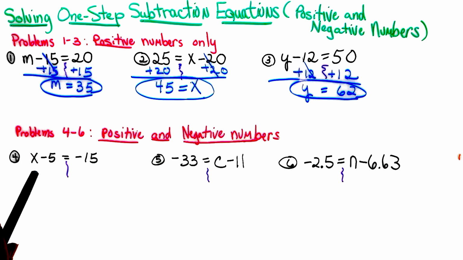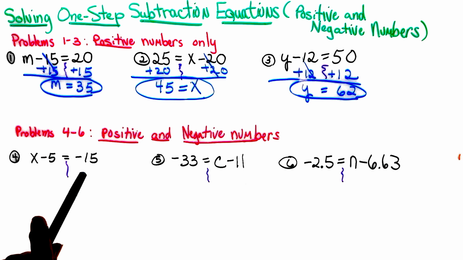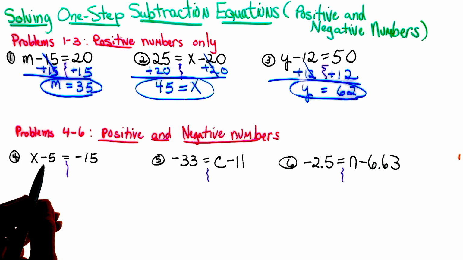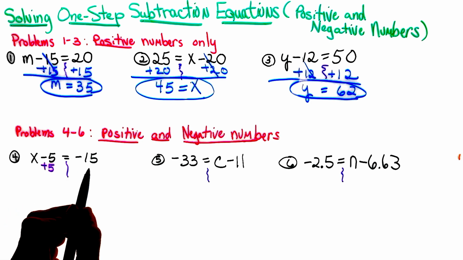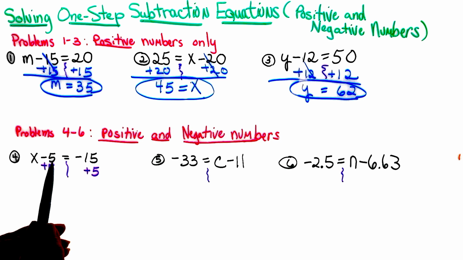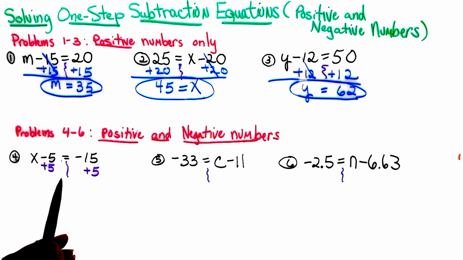And we always want to get our variable alone. So this is x minus 5 equals a negative 15. So that is a minus, it's a minus 5. So we're going to add the opposite of negative 5. And my brain keeps thinking about this as a negative 5. You see that? We can call this x minus 5, or we can consider that like a negative 5.